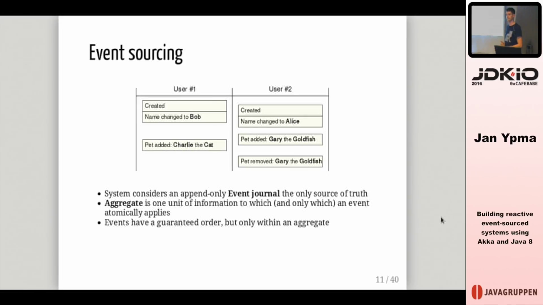So in your example, what's an aggregate? Would that be user 2? I'm sorry? So in your example here, what's an aggregate? The aggregate is the user. Yeah. So user 1 is an aggregate, and user 2 is an aggregate.